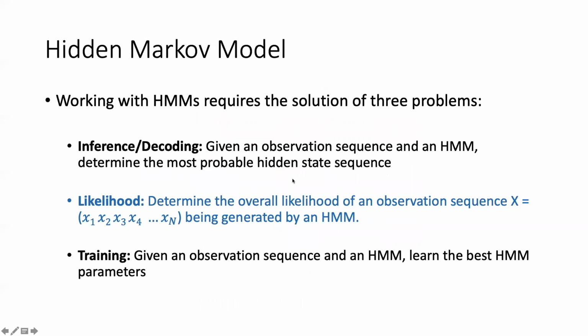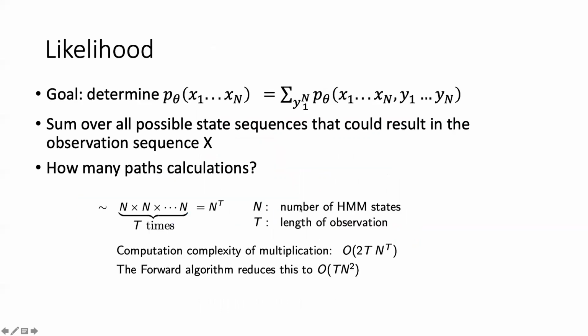And the second problem is the likelihood computation problem. Here the goal is to determine the likelihood of the data, p theta of x1 up to xn, given the observation sequence x1 to xn. Since we don't have access to the hidden states, we have to marginalize over all possible hidden state sequences. Summing over all possible state sequences could be computationally expensive.